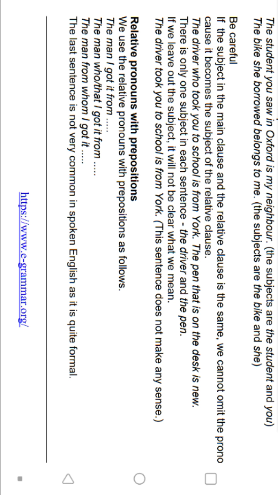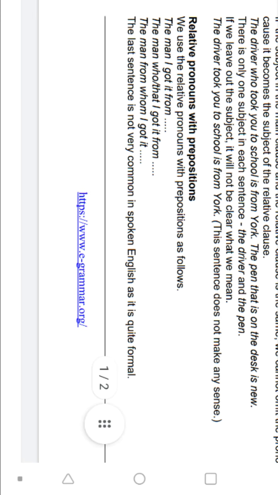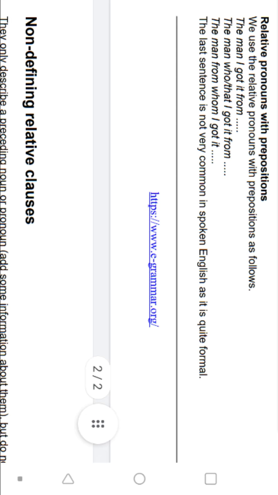Relative pronouns with prepositions. There are prepositions used with some words. This time, relative pronouns go in line with these expressions. The man I got it from. The man whom I got it from. The man from whom. Relative pronoun plus preposition, or preposition plus relative pronoun.